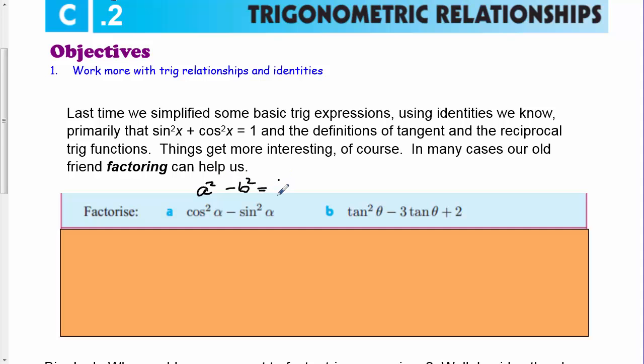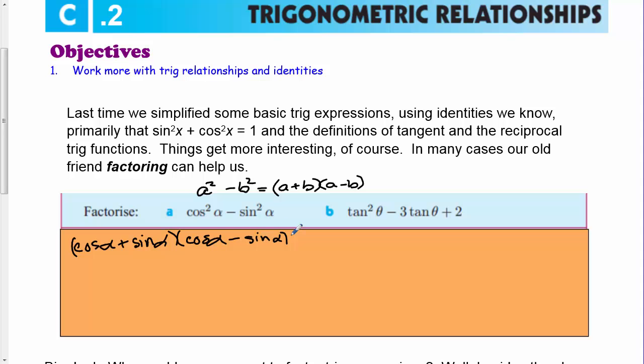And remember that that is equal to a plus b times a minus b, because when we FOIL, the cross terms ab and minus ab disappear, and we just get a squared and a minus sign and b squared. So that's what we want to do here, and recognize that we can write this as cosine alpha plus sine alpha times cosine alpha minus sine alpha.